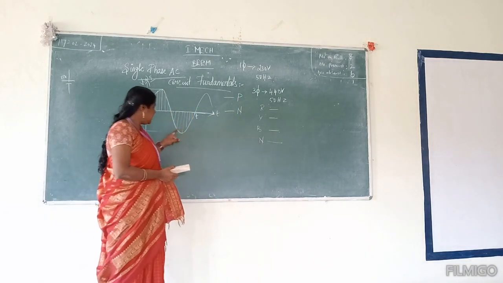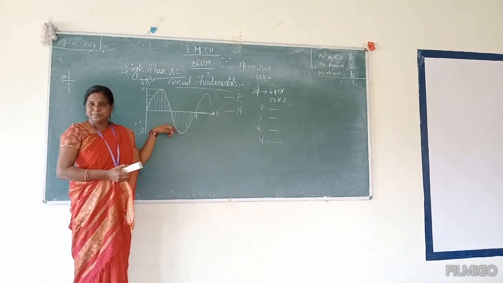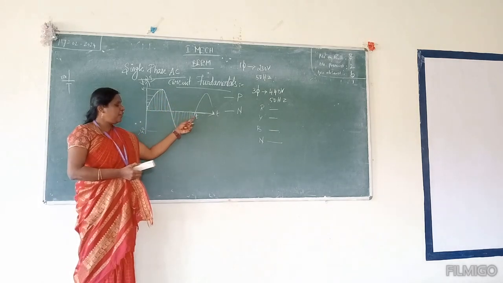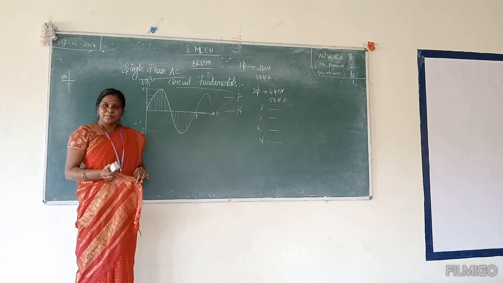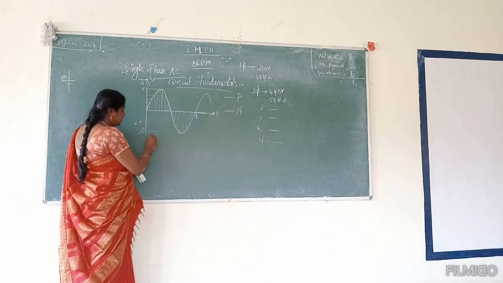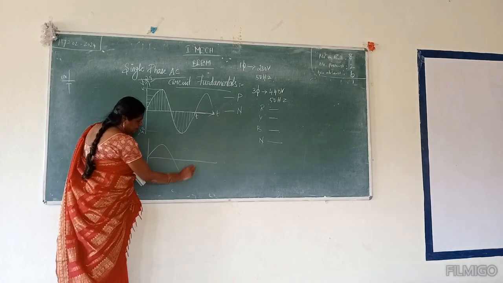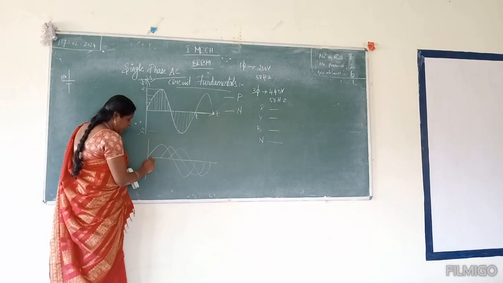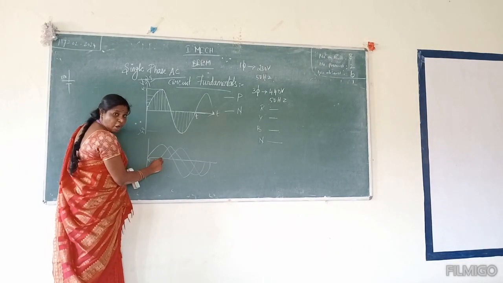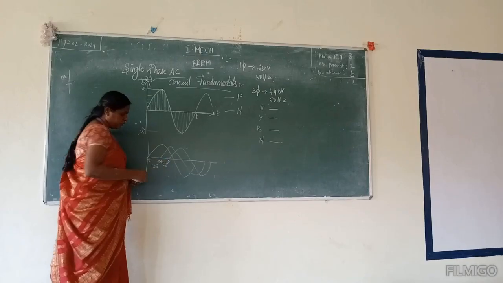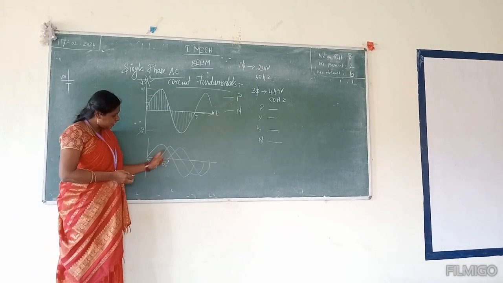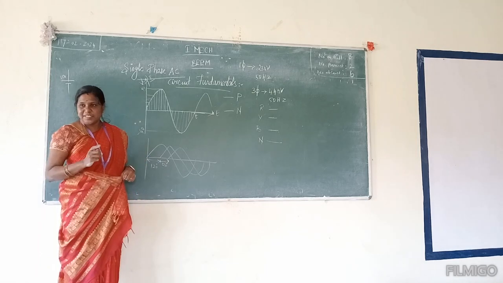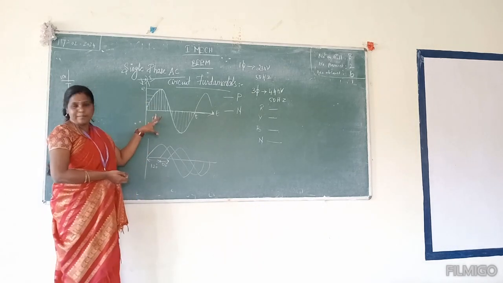This one AC signal belongs to a single phase supply. Why is it called AC? It is continuously varying with respect to time. If it is three phase, I will have a signal like this, which means all three are 120 degrees out of phase. This is the first line, this is the second line, and this is the third line. All three lines are 120 degrees out of phase, which means they cannot be in the same phase.